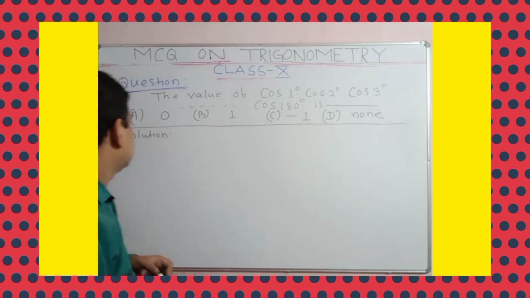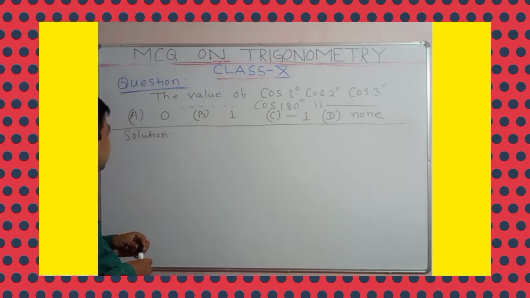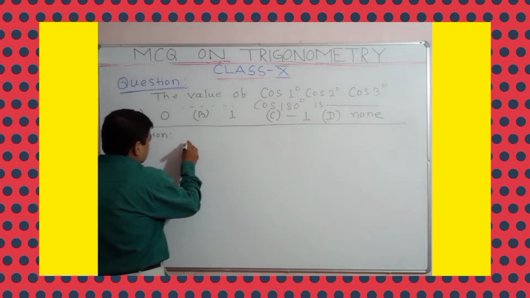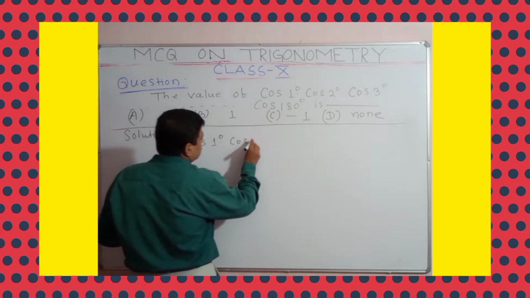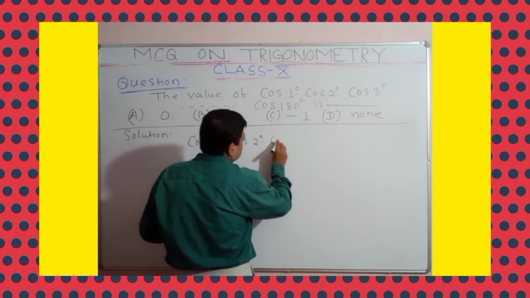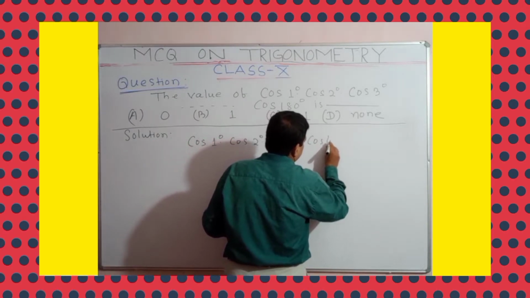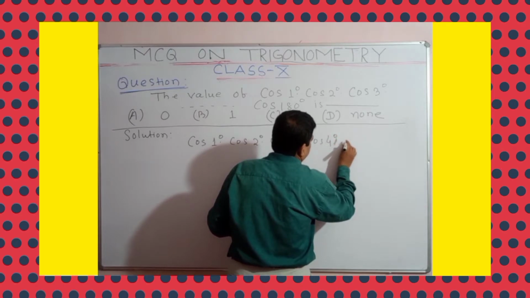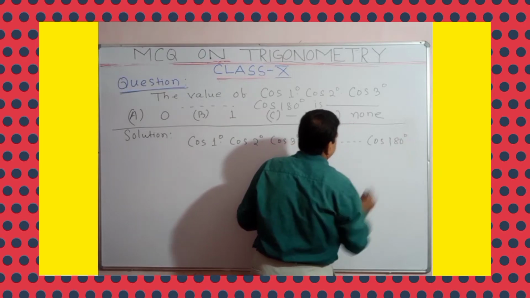My next question is that the value of cos 1 degree into cos 2 degree into cos 3 degree up to cos 180 degree is option A 0, option B 1, option C minus 1 and option D none. Okay. Understand? Let's see. Cos 1 degree into cos 2 degree into cos 3 degree into cos 4 degree up to cos 180 degree. What is the value? You have to find out.